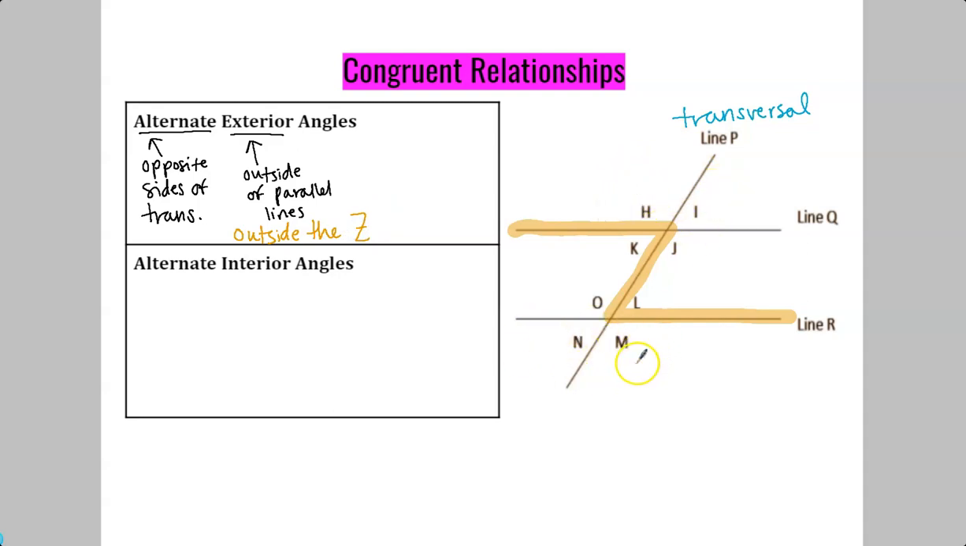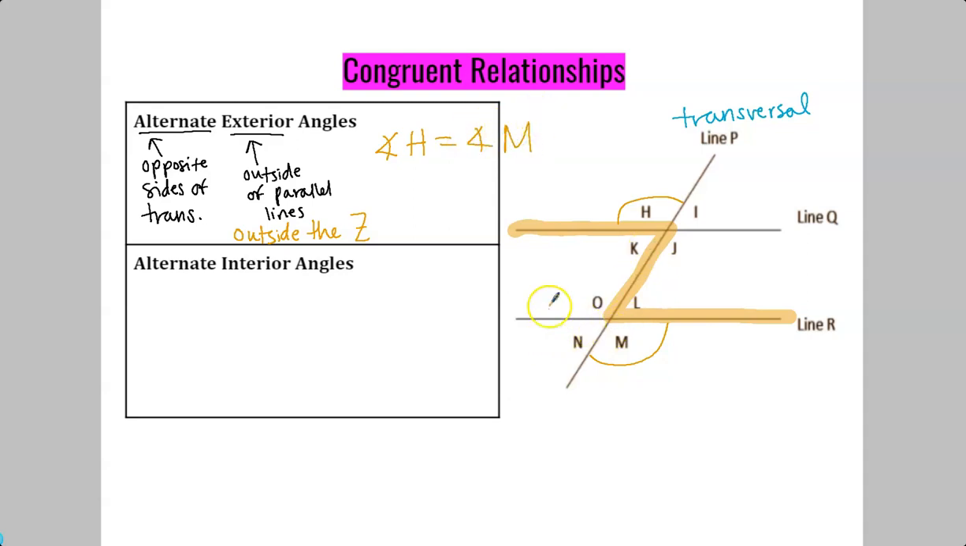But again, they have to be alternates. So it can't be M and I because those are on the same side. They're both on the right side. And it can't be H and N because that's both on the left side. So if we're talking about alternate exterior, that would be H and M because these are on alternate sides of the transversal and they're on the outside of the Z. So we could say that angle H is equal to angle M.